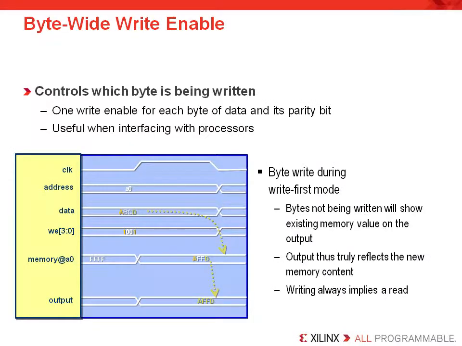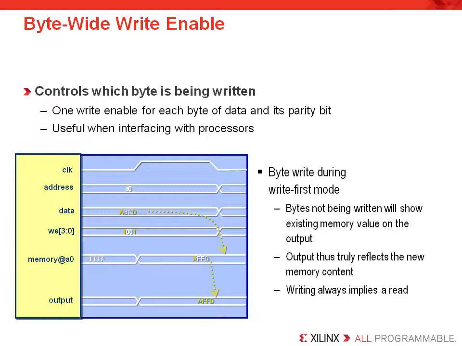The 7 series family also supports the use of a Byte-Wide enable, just like the Virtex 6 device family. Now this is useful if you're building an embedded application with a MicroBlaze soft processor core. The Byte-Write operation during your write first mode makes the bytes not being written to show an undefined value on the output. That way the output truly reflects the new memory contents.